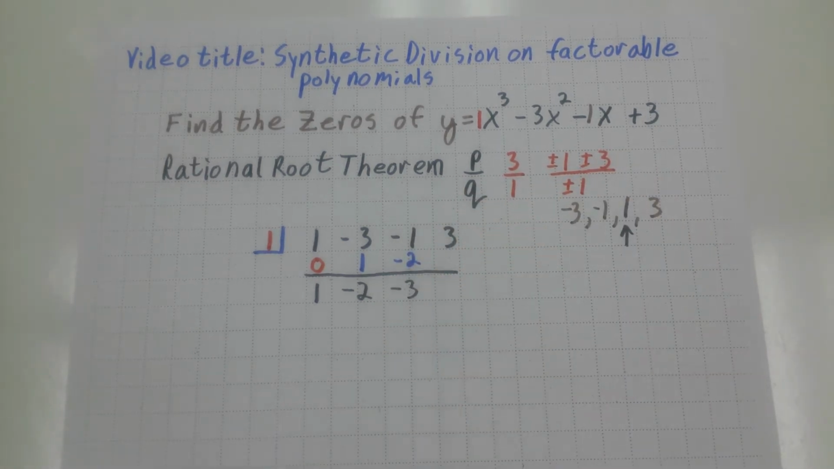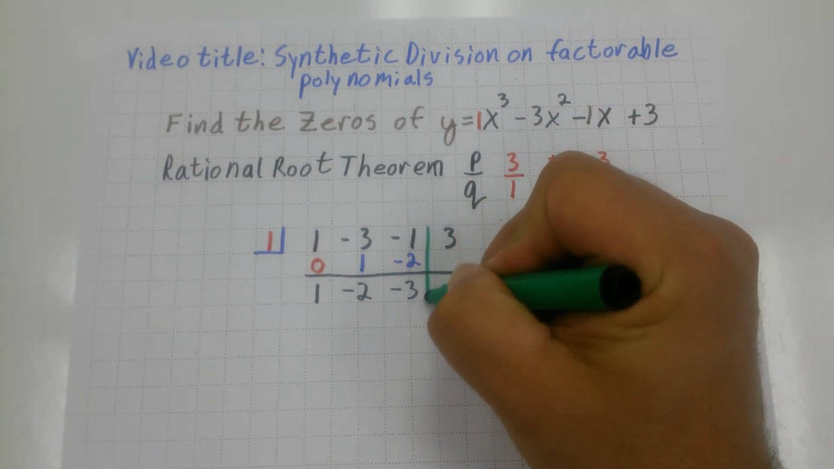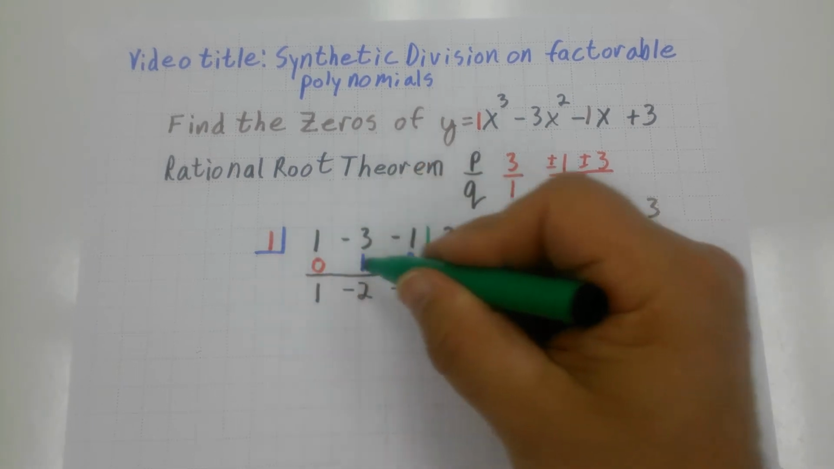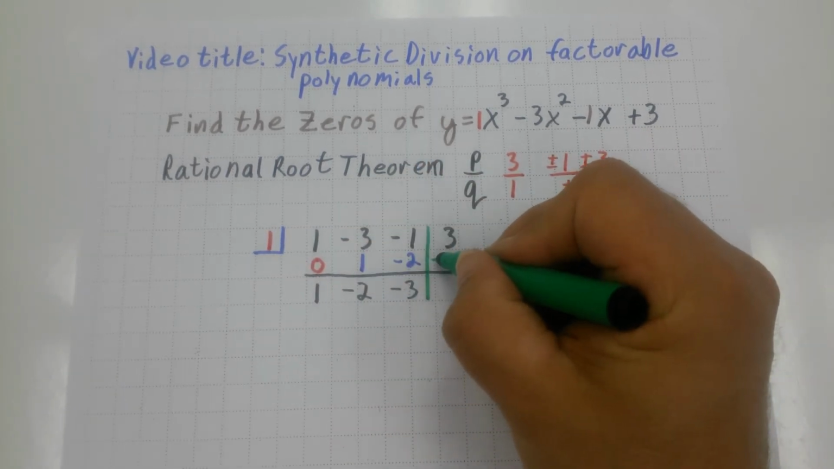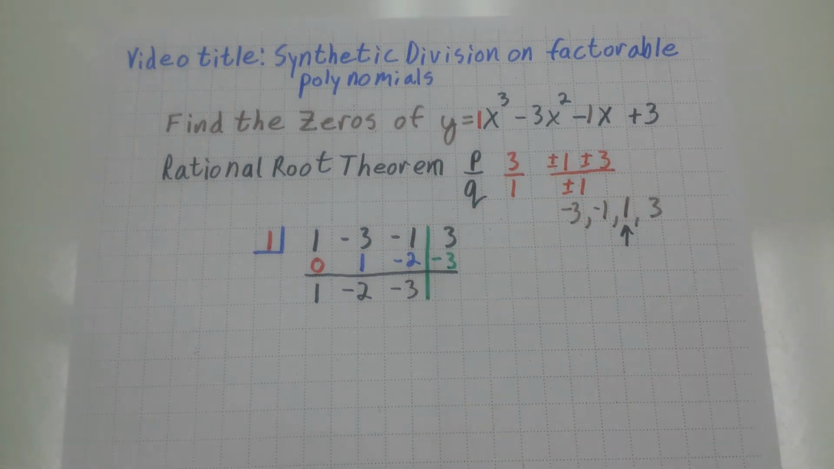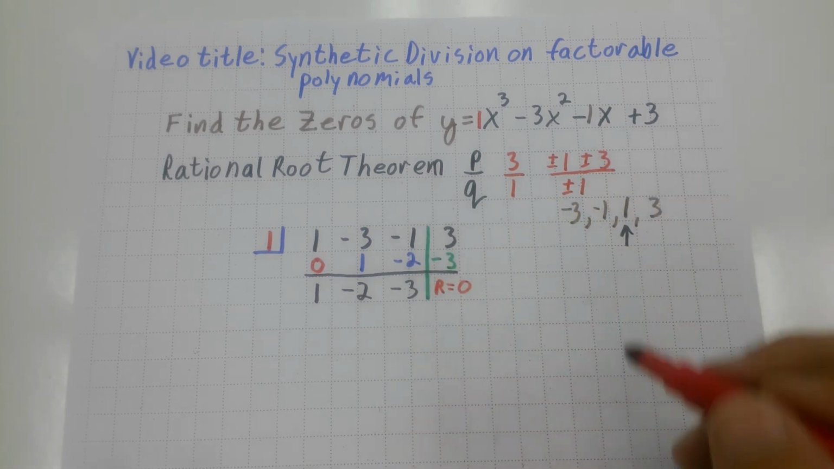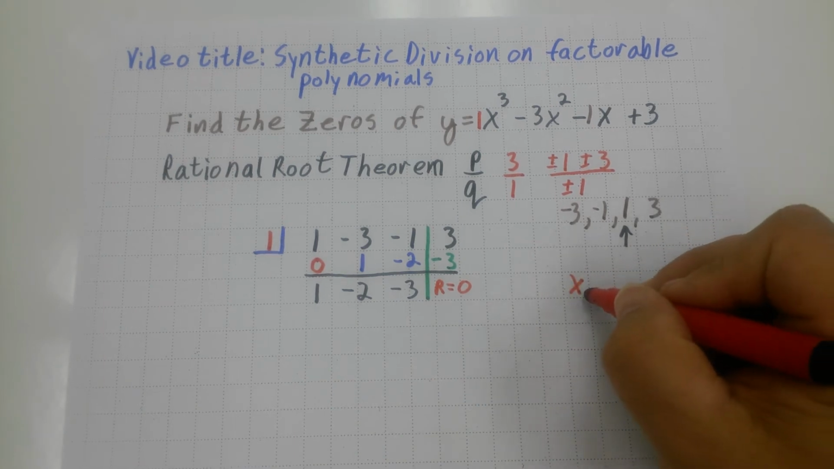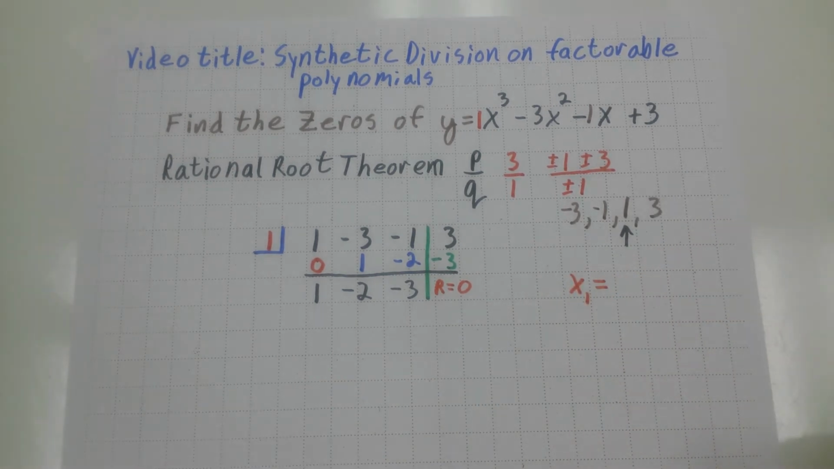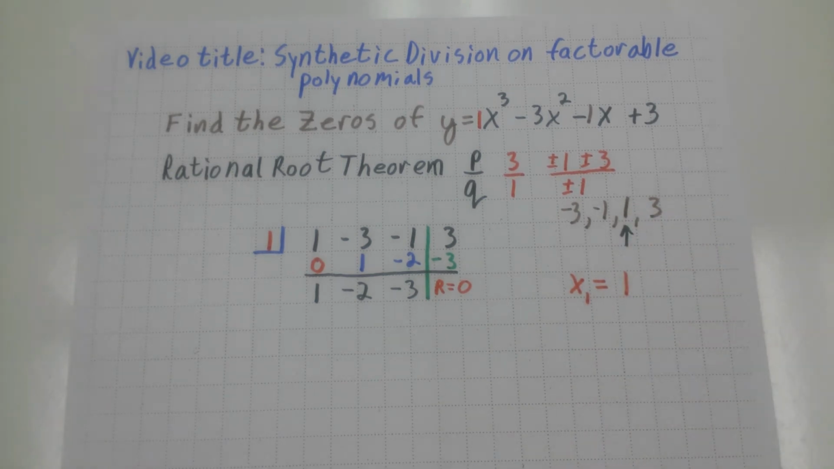Now this final column is where you want to slow down and be careful. What's 1 times negative 3? 1 times negative 3 is negative 3. And notice, in the final column, if I get a remainder of 0, I just found one of the solutions to this polynomial. So my first solution, which is my first guess, is going to be positive 1.